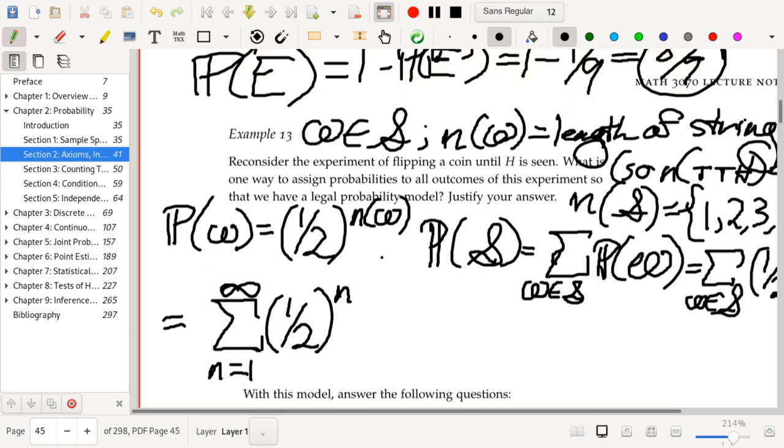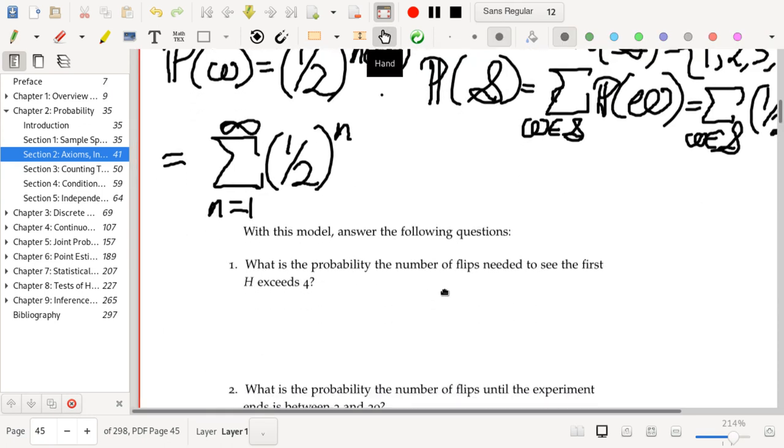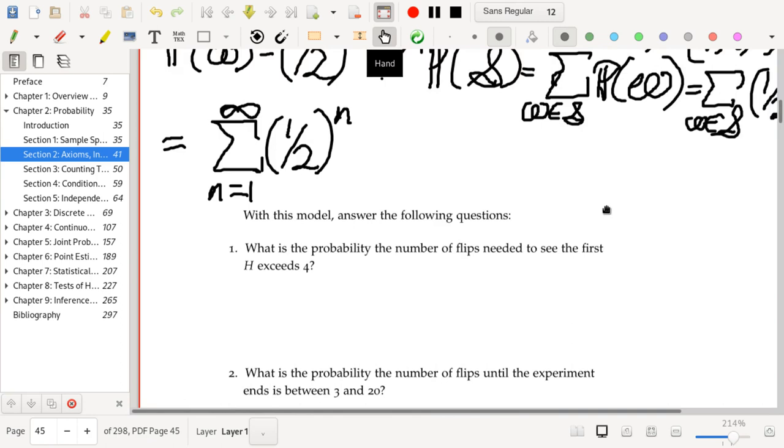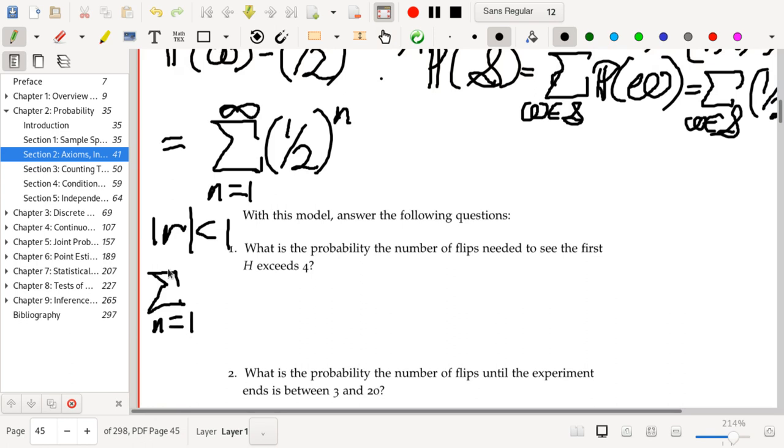And now you should recognize from, I think they talk about this in Math 1010 at the University of Utah, intermediate algebra, that this is a geometric sum, and there is a formula for finding the value of a geometric sum. So recall this formula from your previous classes. You have a number r such that the magnitude of r does not exceed 1. Then the sum from n equals 1 to infinity of r to the power n is equal to r over 1 minus r. Remember that? Well, we're going to use that here right now.